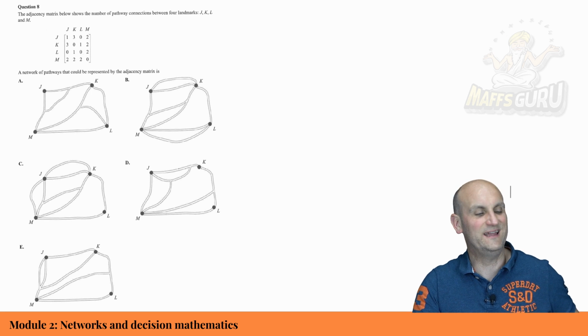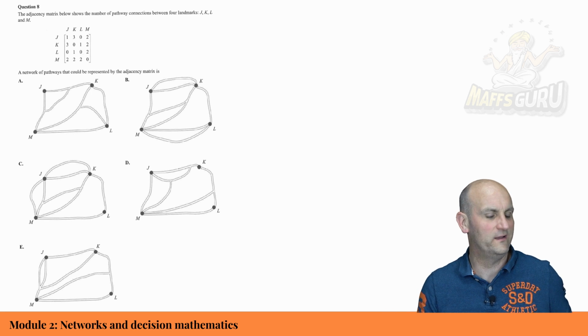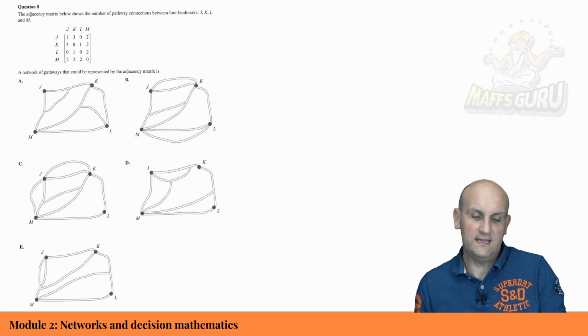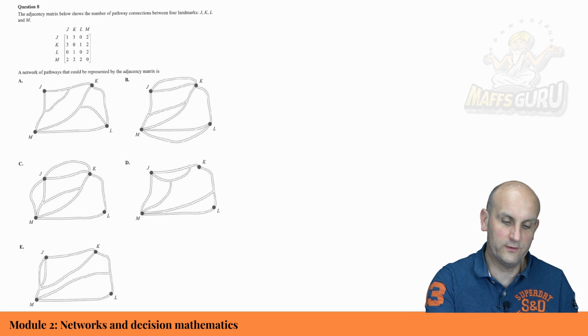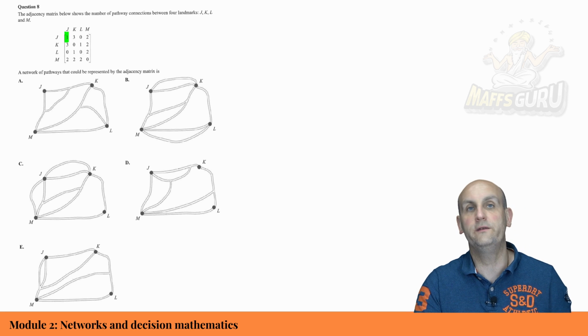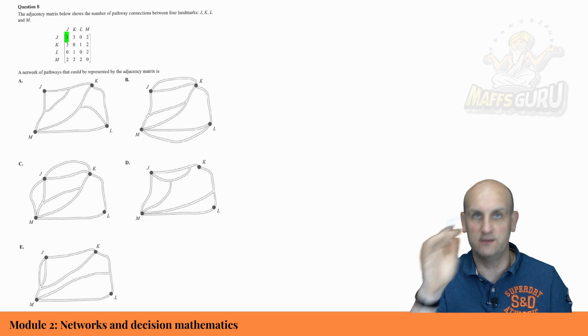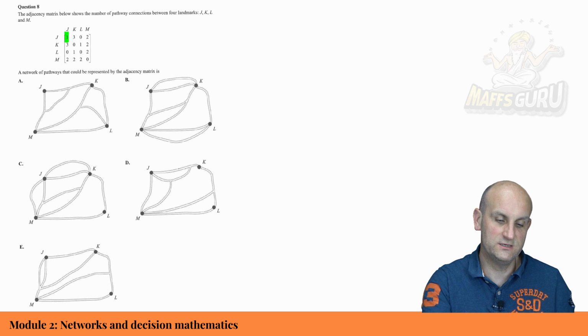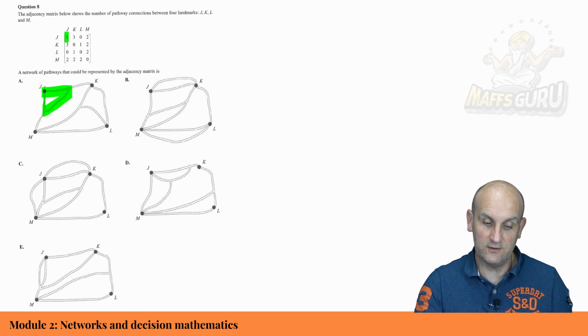Right, adjacency matrix. Again, there seems to be a lot of trial and error here. So basically, number of pathways connecting the J, K, L, and M. And the first one I looked at here tells me that it's a loop. There's only one way to get from J to J. Now, there is one way to get from J to J, so that's okay.